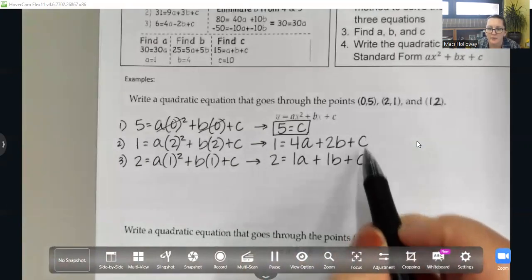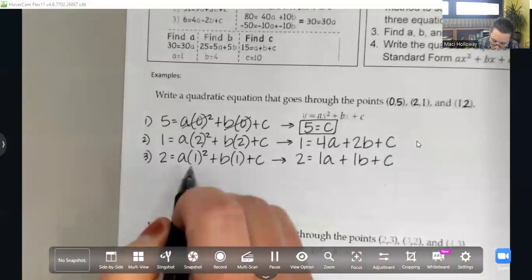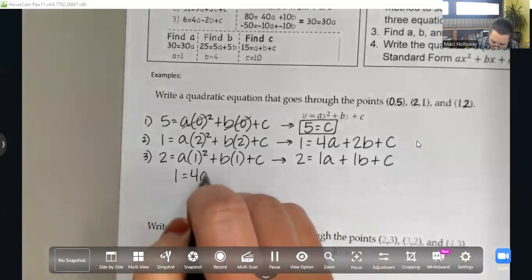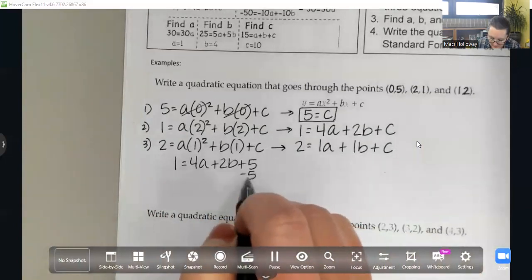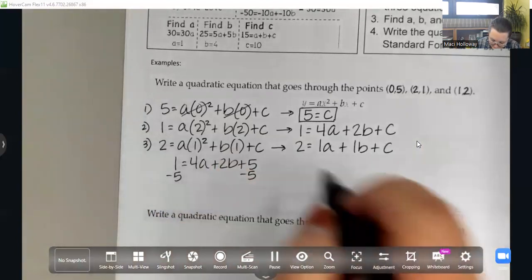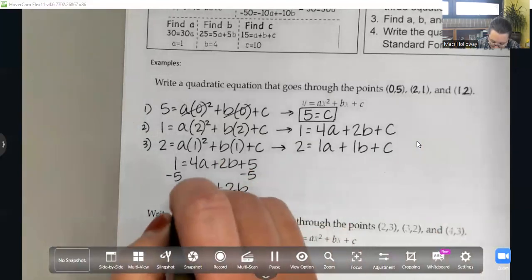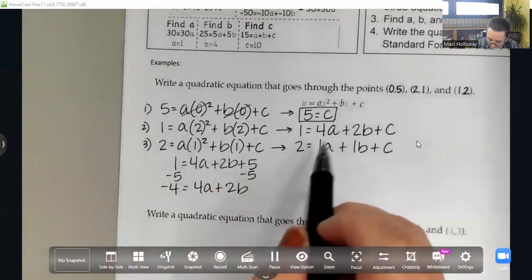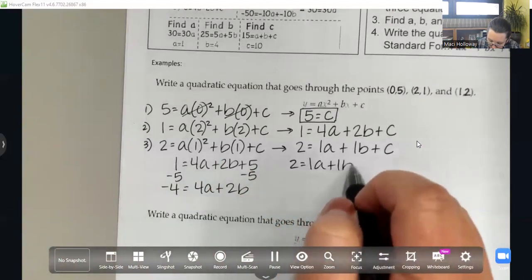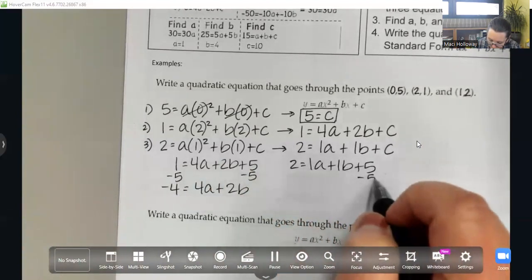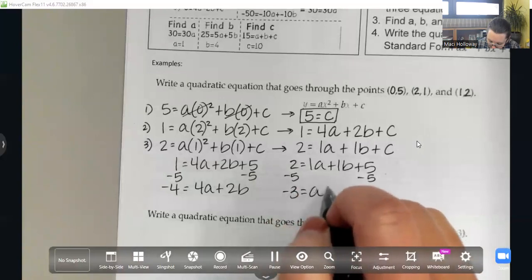And I know I can plug it in for my c values here. I have 1 equals 4a plus 2b plus 5. I'm going to put my 5 on the other side so it looks more like a system of equations. So I have 4a plus 2b, and over here I have -4. If I do the same thing for the second equation, I have 2 equals 1a plus 1b plus 5. Move the 5 over by subtracting, and we have -3 equals a plus b.